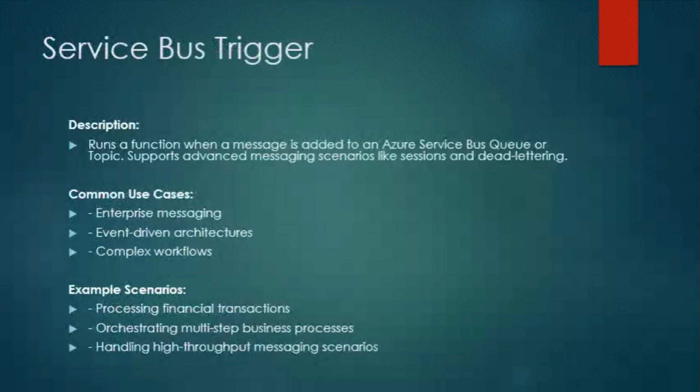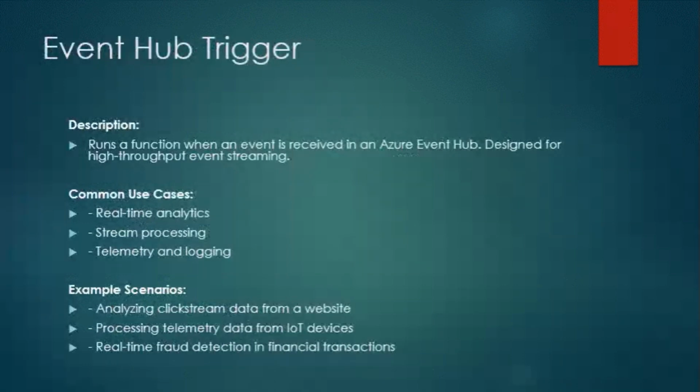right? Common use cases, as I explained, are asynchronous processing, decoupling components, and reliable message processing. Example scenarios, as I have explained, are processing order messages from an e-commerce site, handling user sign-up notifications, and processing IoT device data. All right, so these are the major scenarios where we use the queue trigger.